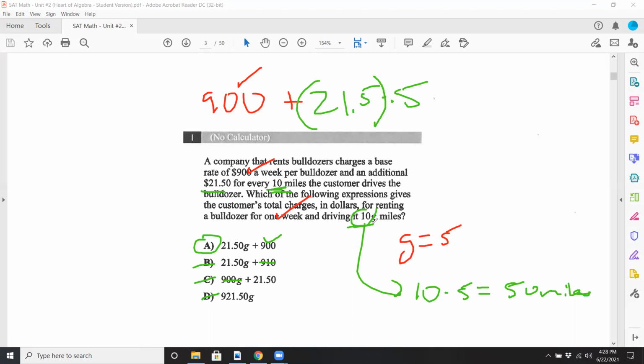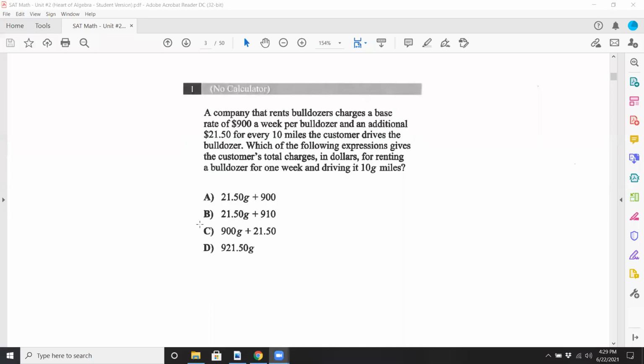But if you plug in a number, make it more tangible. Hey, I'm driving for 50 miles, $21.50 for every 10 miles. So from mile 0 to mile 10, $21.50. Up to mile 20, $21.50. Mile 30, $21.50. Mile 40, $21.50. Mile 50, $21.50. Do 21.5 five times. So let's try a couple more and maybe have you guys try one for practice.